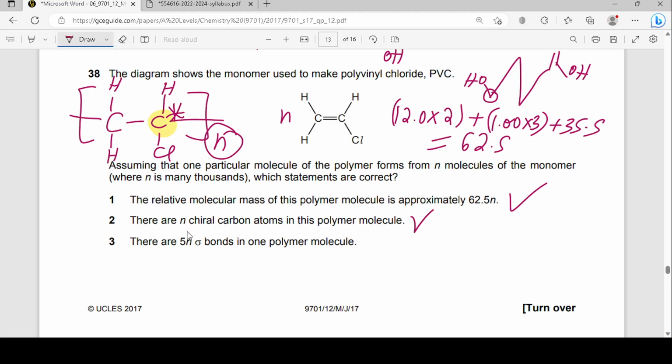And the next one is there are 5 n sigma bonds in one polymer molecule. So the problem is whether we need to count these two other ones or not. What we can do is just draw a chain.